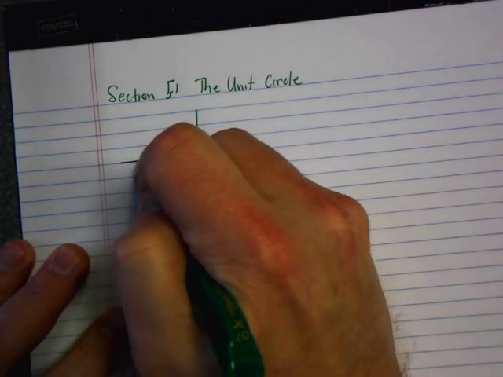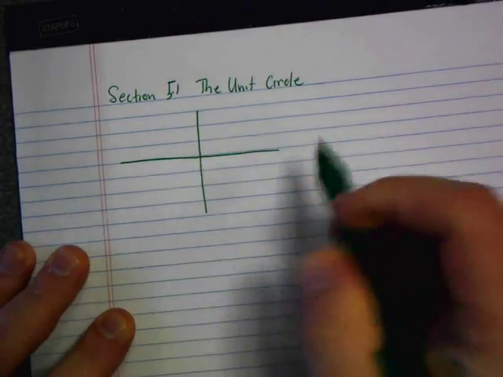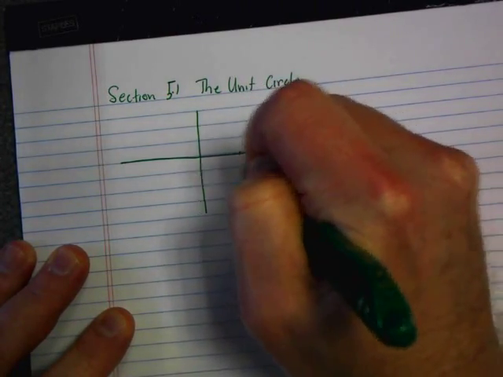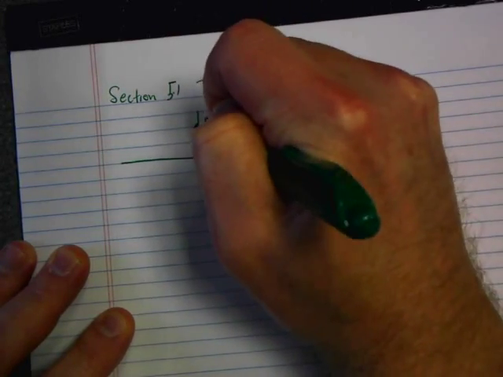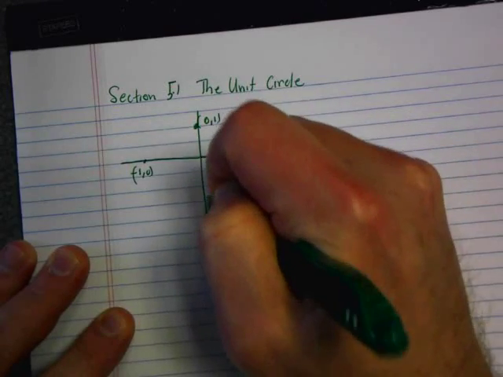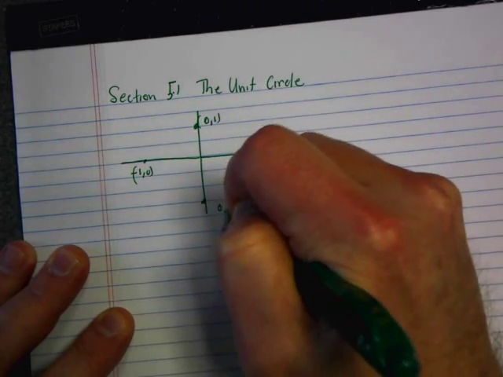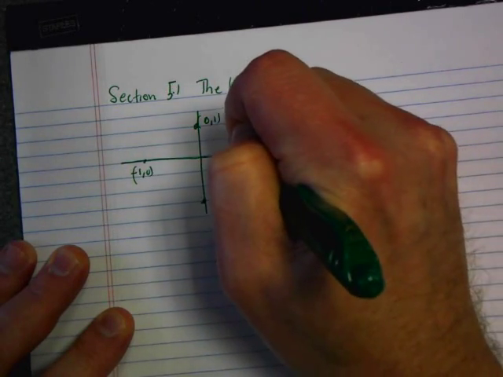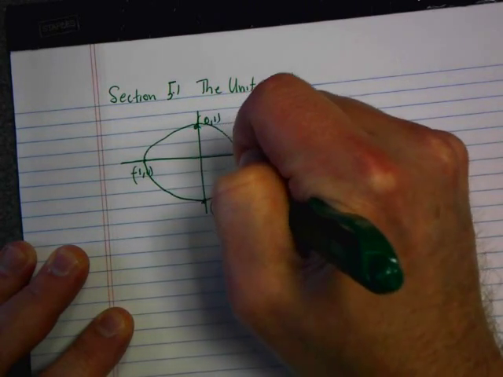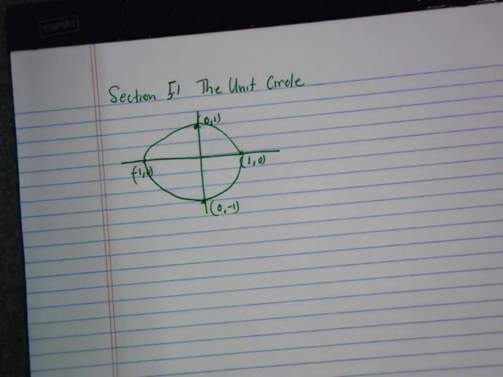All right, so the unit circle is the circle centered at the origin with a radius of 1. So these are the points (1, 0), (0, 1), (-1, 0), and (0, -1). And that's known as the unit circle. The word unit means 1, and that's supposed to be a circle. I've drawn worse circles.